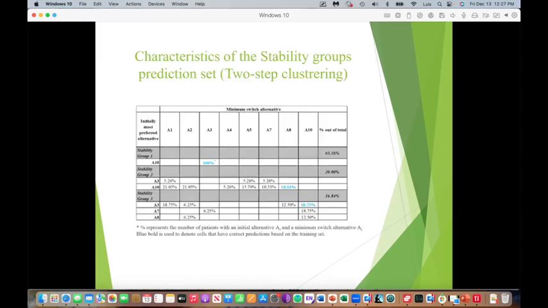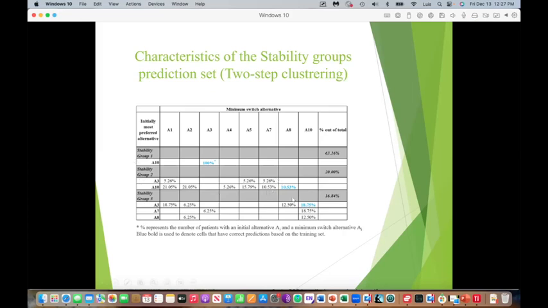So for example, here you have what happens when you use the two-step clustering. If you chose A10, you fall in a category. If you chose A3 or A2, 100% of them, and A10 also, had a minimum switch alternative A3. So you're saying, oh, I see. You prefer A10, but if I can convince you that A3 is a good alternative for you, I'll try to convince you to do that. Only 10% fell in stability 2 and group 3.